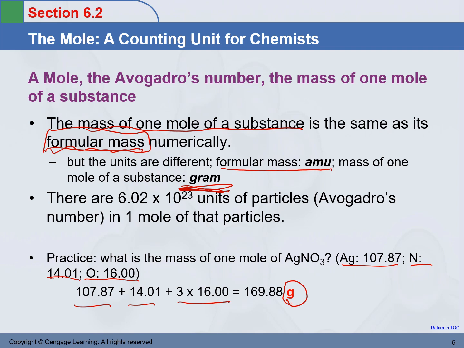There are 6.02 times 10 to the power of 23 units of particles in 1 mole of those particles. All right, we understand that. Avogadro's number is 1 mole. 1 mole is Avogadro's number.